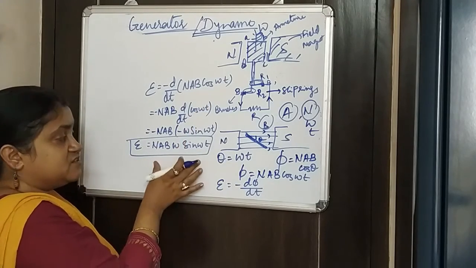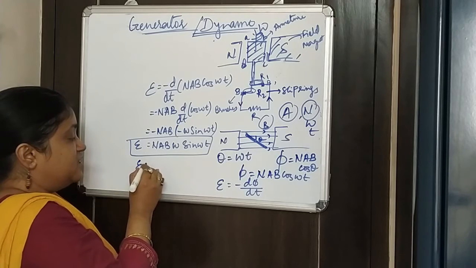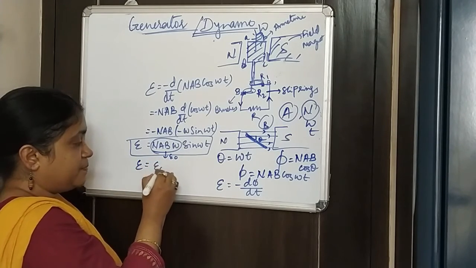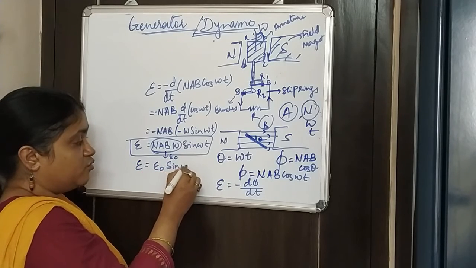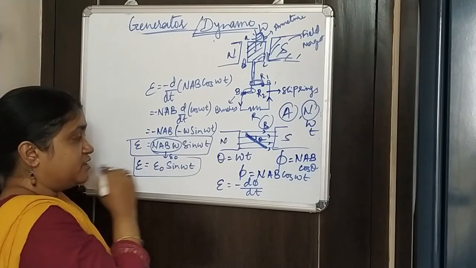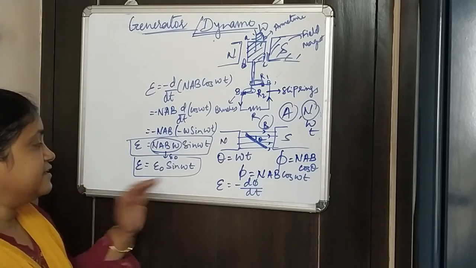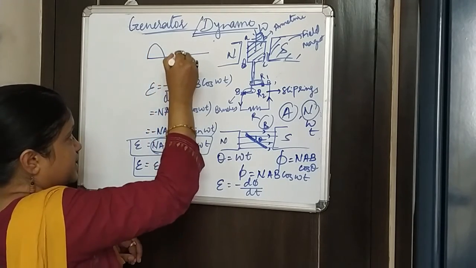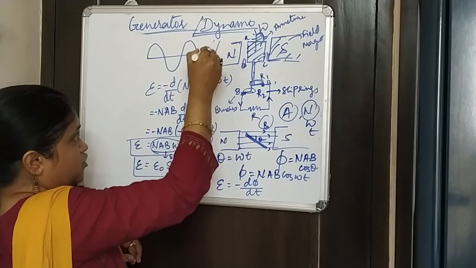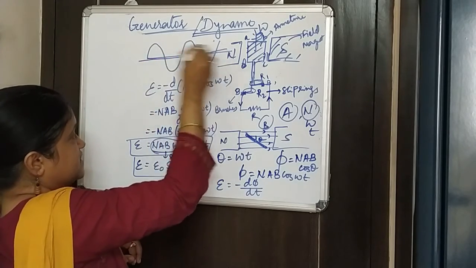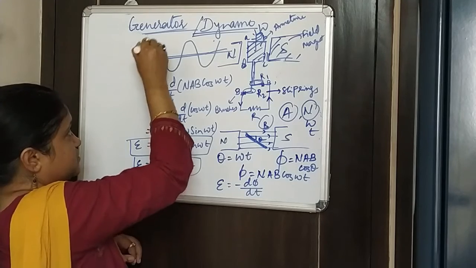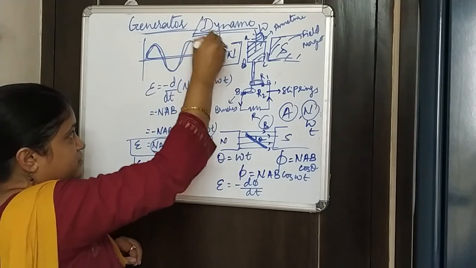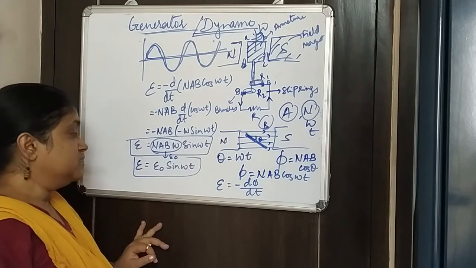Just for simplification, we can take this whole thing as E naught, so E equals E naught sine omega t. And when we plot a graph, we definitely see that the graph becomes a sinusoidal curve, or there is an increase and decrease of this current. I am just drawing a very rough diagram. So this is a sinusoidal curve.